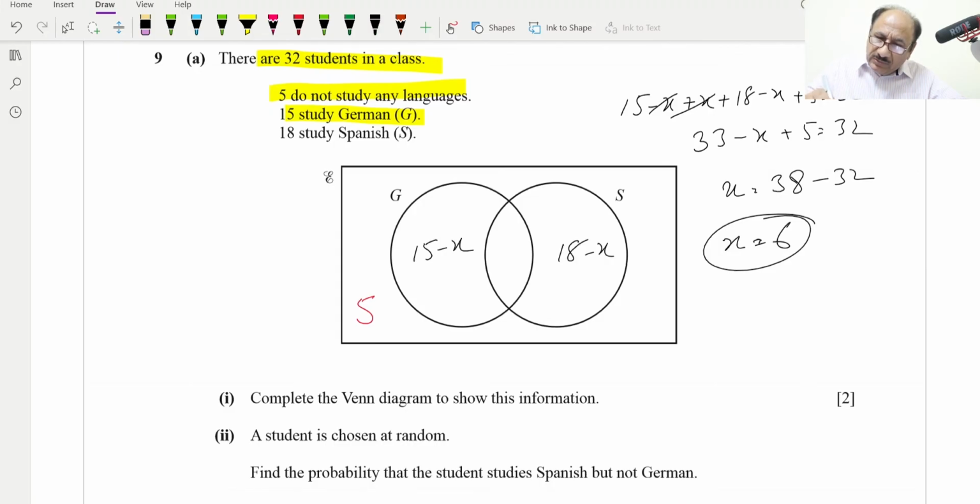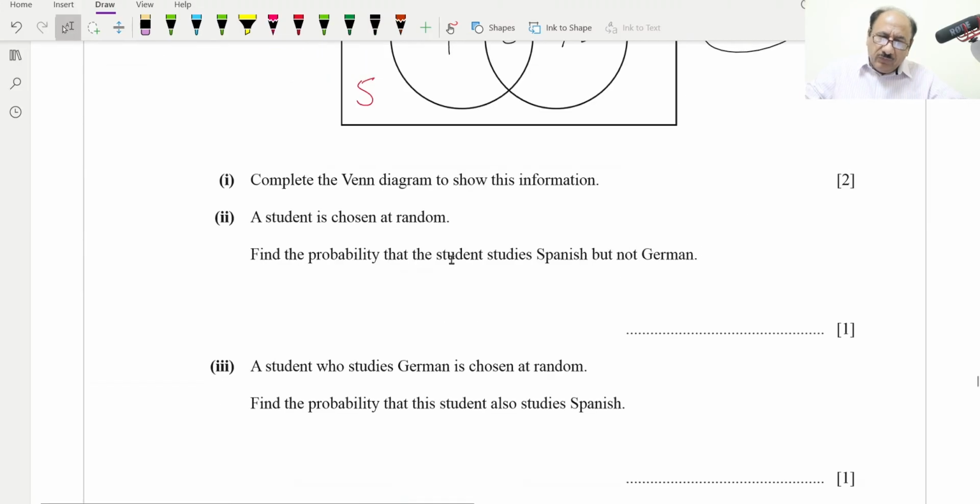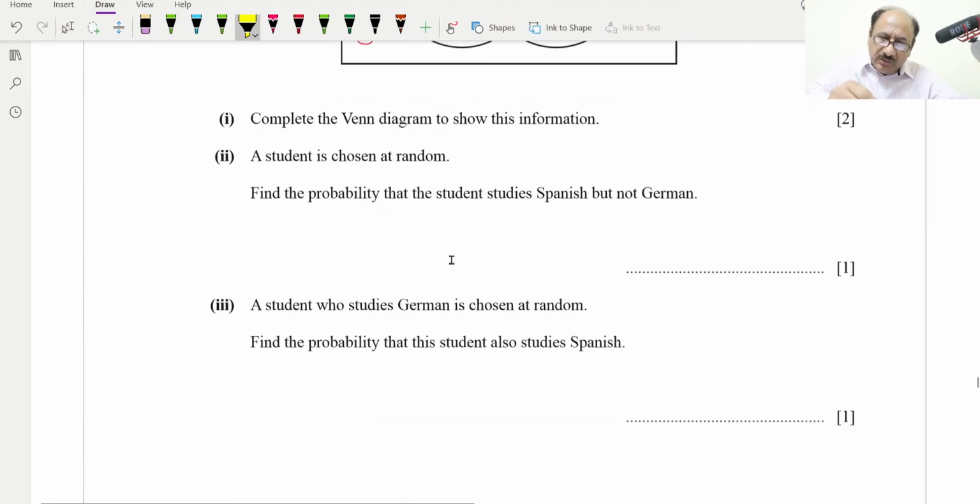So we replace 6 over here and we get 6 in the middle, and this will be 18 minus 6, which is 12, and 15 minus 6 will be 9. So this will be our final Venn diagram filling. We are done with completing the Venn diagram information.